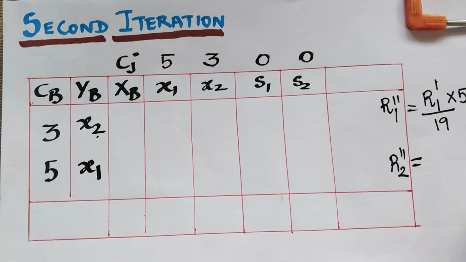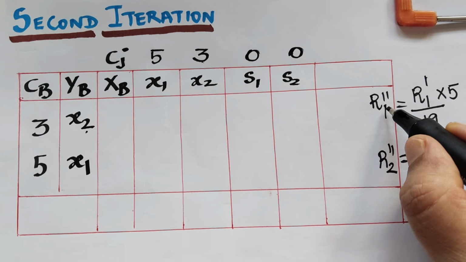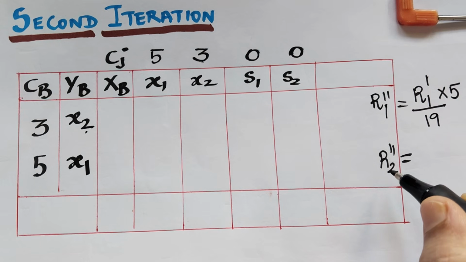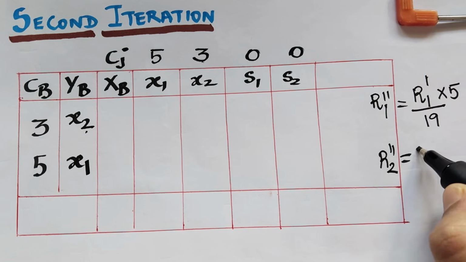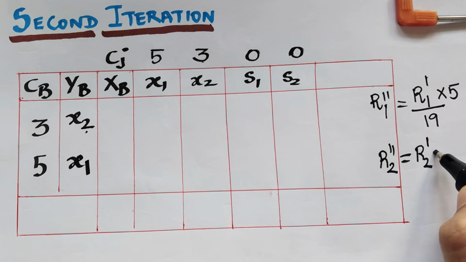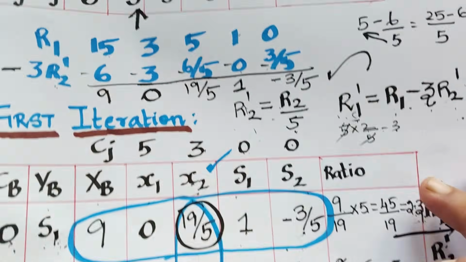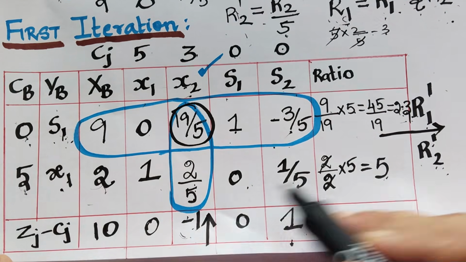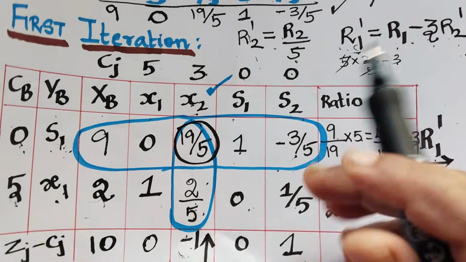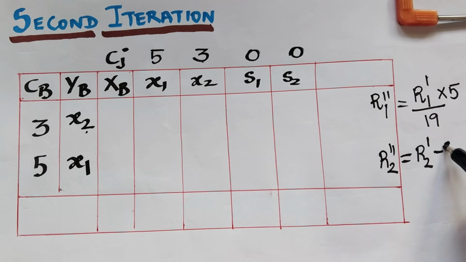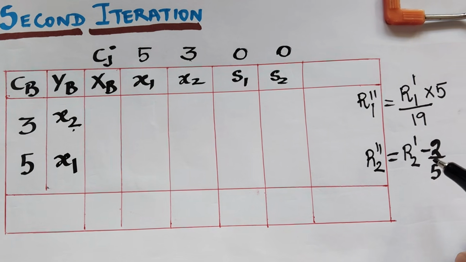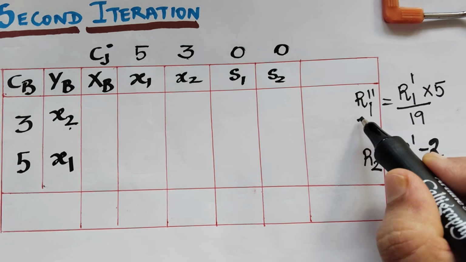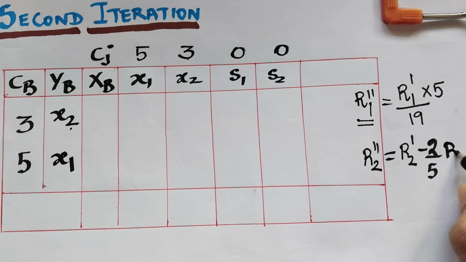So multiplied by 5. So this is R1 double dash which we have to newly form. Next, what about R2 double dash? As I told you, R2 double dash will be old R2 dash minus the element in the pivotal column corresponding to R2 dash. It is 2 by 5. So we have to write R2 dash minus 2 by 5 multiplied with the new pivotal equation, that is R1 double dash. So that is the formula.